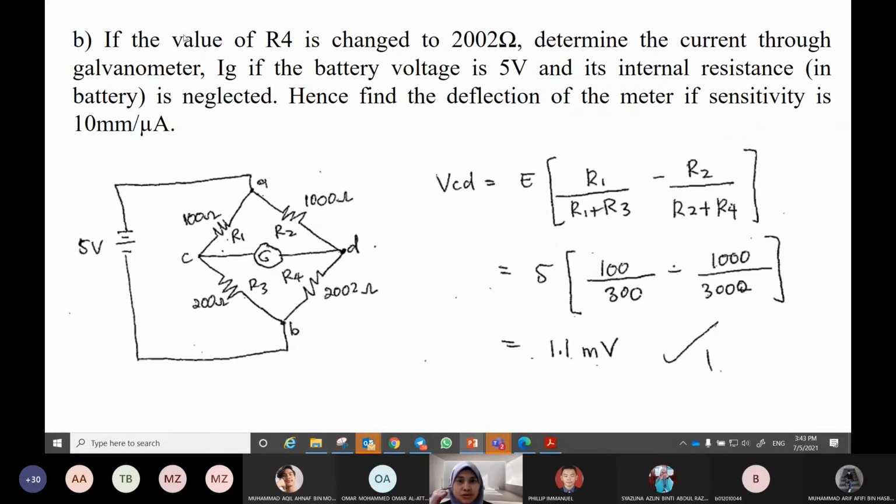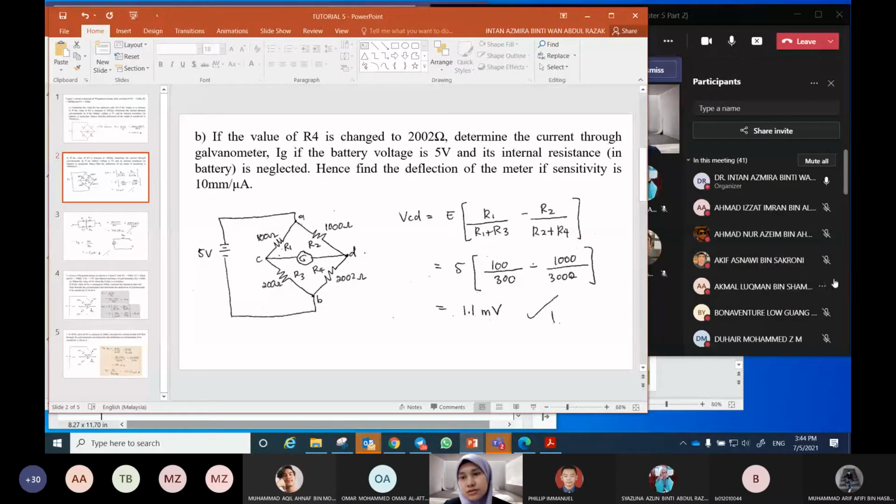Okay, the next question for number 2: if the value of R4 is changed to 2002 ohm, determine the current through the galvanometer Ig. If the battery voltage is 5 volts and its internal resistance is neglected, find the deflection of the meter if the sensitivity is 10 millimeter per microamp. So when R4 is 2002 ohm, is this circuit still balanced or unbalanced, Ahmad Lukman? Not balance. Okay.